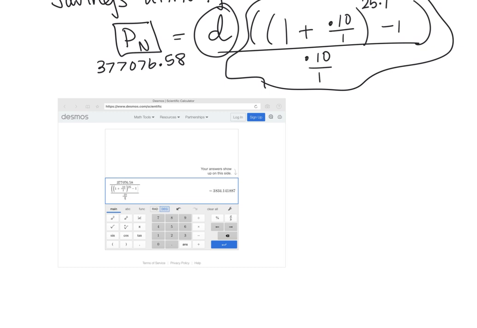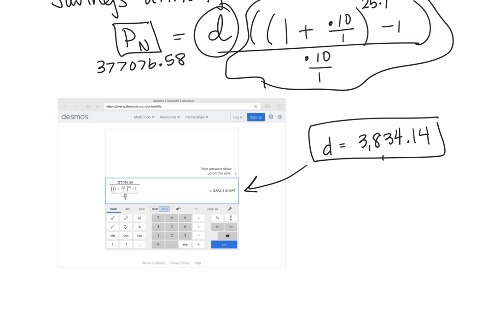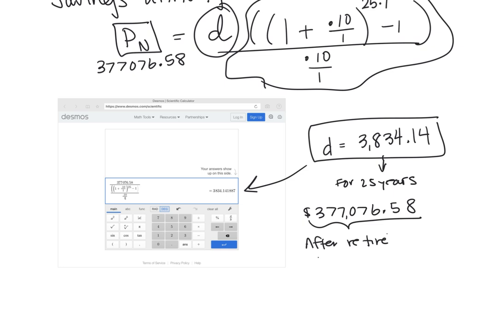It looks like annually we're going to have to deposit $3,834.14. If this amount of money is deposited for the 25 years, it would create the pot of money, 377,076.58. And with that pot of money, after I retire, I would be able to withdraw $40,000 every year.